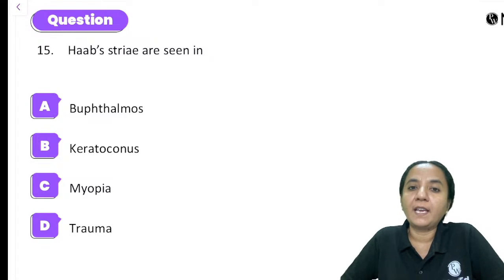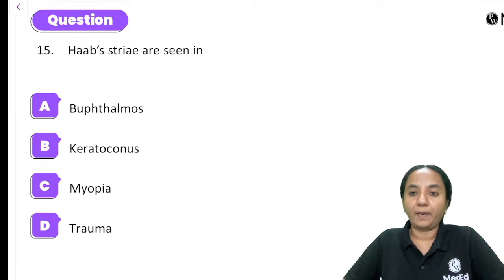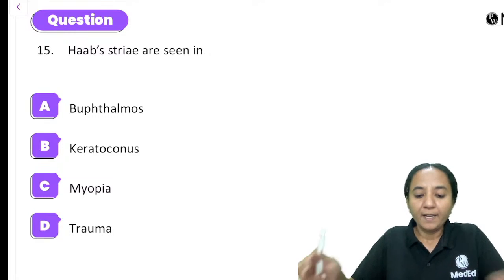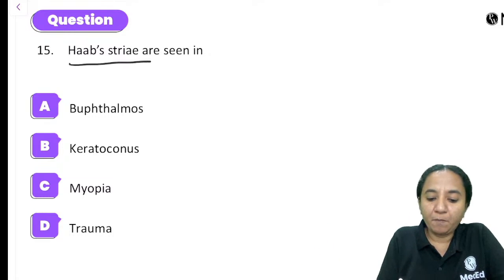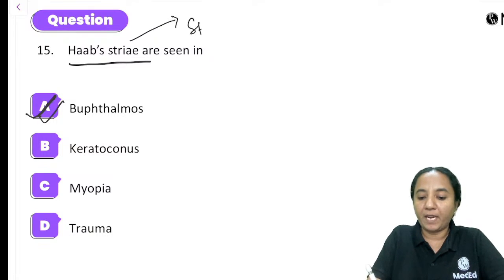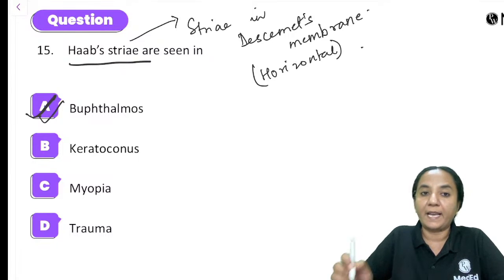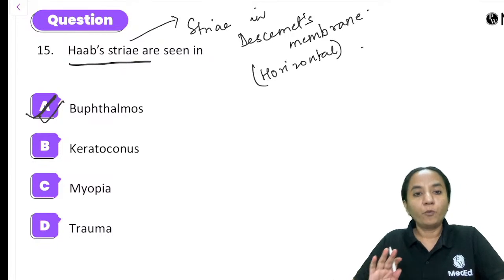Where do we get to see Haab's striae? So Haab's striae are typically seen in buphthalmos. What are they? They are striae in the Descemet's membrane of the cornea, which are because of the stretching of the cornea. And what is their direction? They are horizontal in direction. So striae in the Descemet's membrane which are horizontal in direction, they are called Haab's striae, seen in buphthalmos.